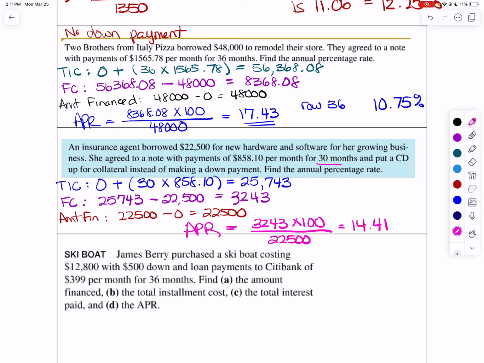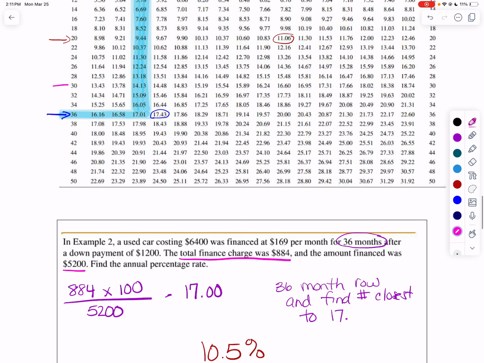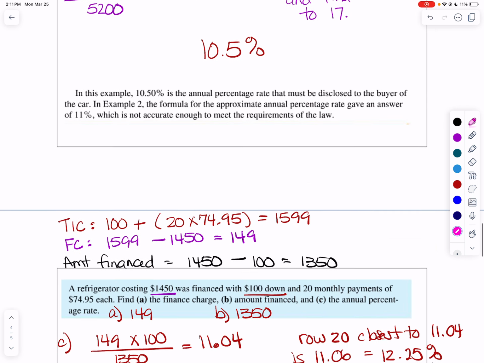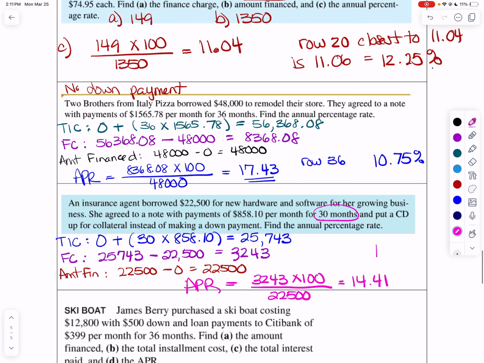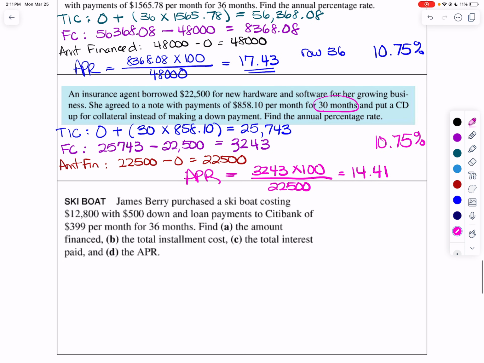And so you're looking at 30-month, that's the row. And we're trying to find the number closest to 1441. So I'm going to go back up here on the table. Look at row 30. So right here. And I'm looking for the number closest to 1441. And so if I circle that, that one is, whoops, lost it. That one is right here. So that, again, would be 10.75%.